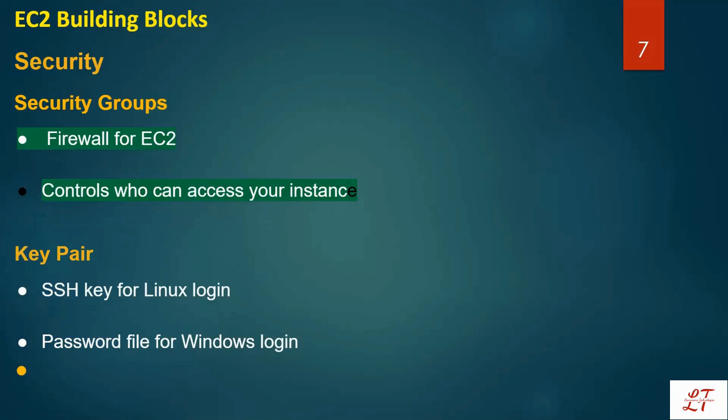Coming to security groups, a security group is nothing but a firewall that is inbuilt in your EC2 instance, and it controls the traffic coming from the internet to the EC2, or from EC2 to the internet. It only allows traffic; it cannot deny with rules. And for the key pair, you can use an encrypted secure shell key for your Linux login, and you can get a password file for your Windows login.